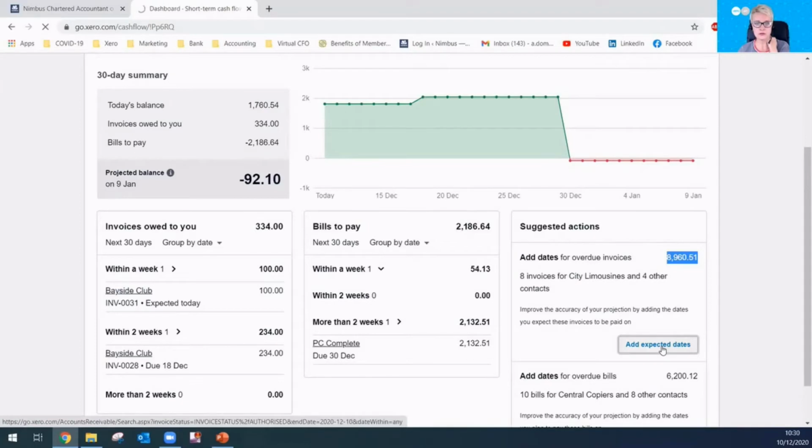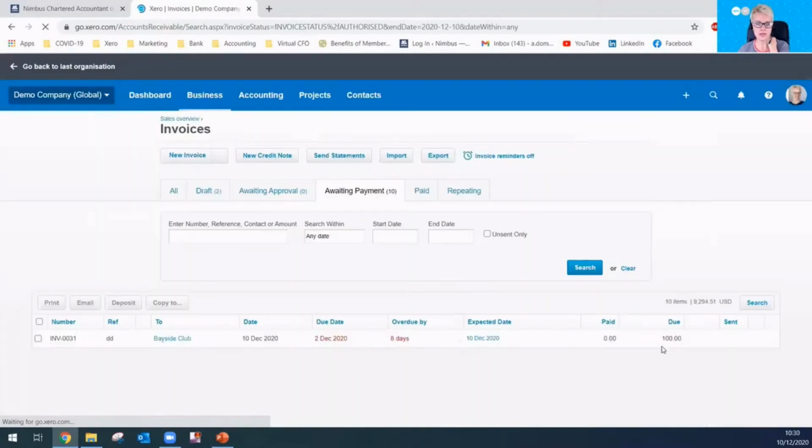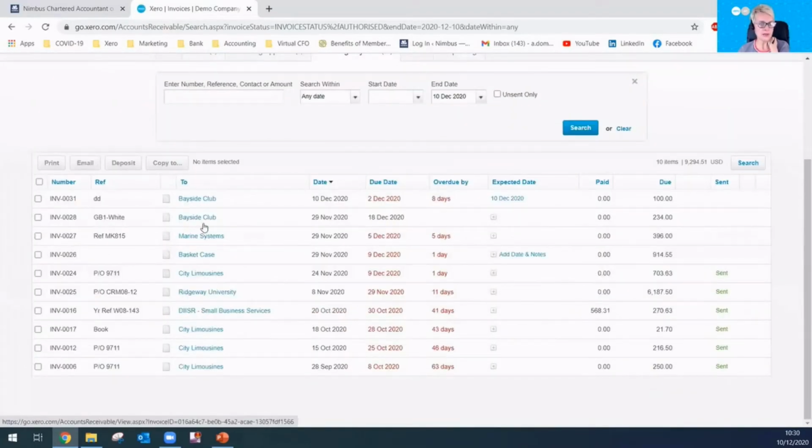Then we can drill down into the details and see, okay, and review. Perhaps Bayside Club, oh, this one is big, Ridgeway University. Perhaps we can renegotiate with them and ask them to pay as soon as possible, right? Because these invoices are overdue already.